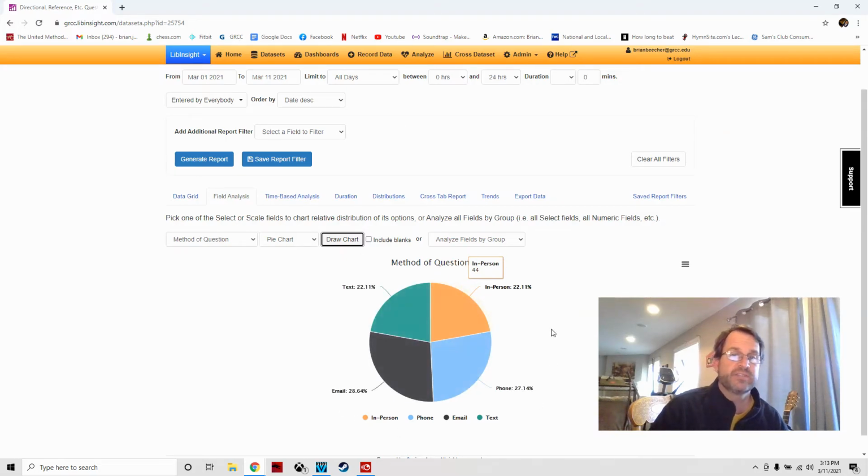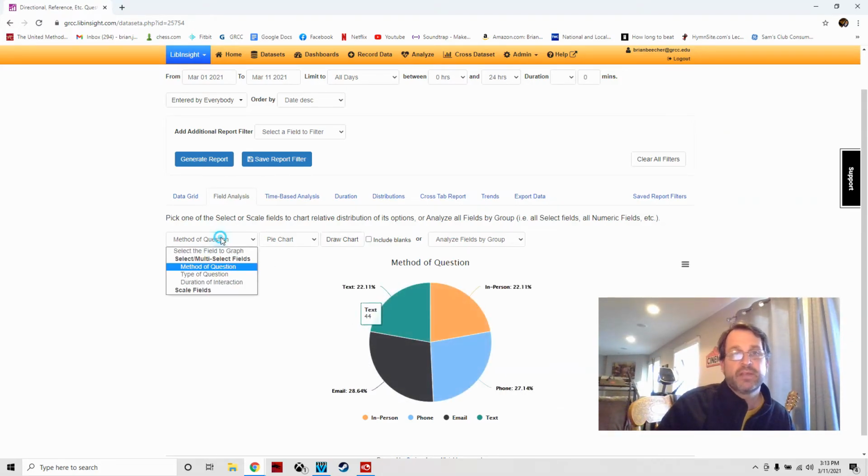So this is a nice way to see how we are helping people and in what ways: text, email, phone, in person, that sort of thing. We don't have chat in here yet, but we will have some data on that soon. So that's the method of question. Another one I like to look at is the type of question.